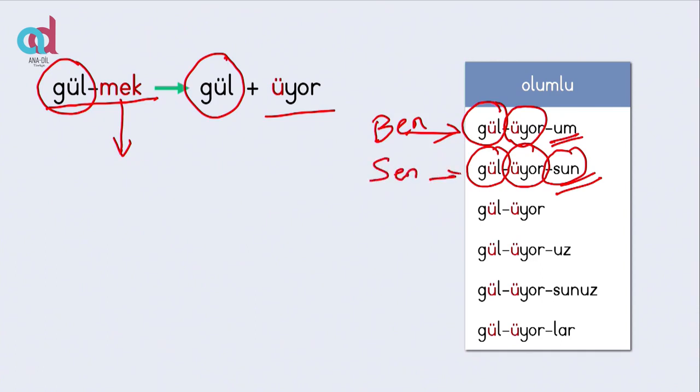Sen gülüyorsun. Now it comes to o, which is in English he or she. You already know that we do not have any suffix for this case. O gülüyor. We also do not have any gender differences for this case.